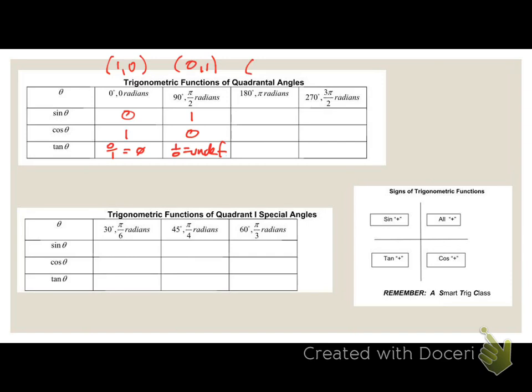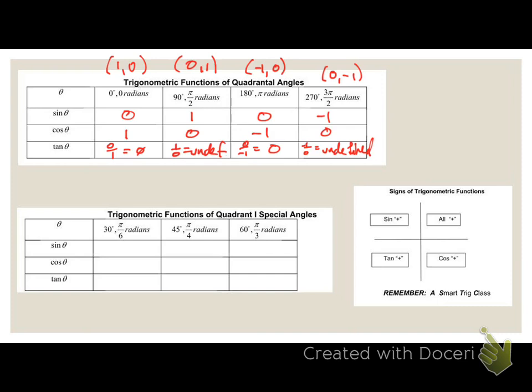Now, the next quadrantal, 180, pi. Coordinates there are, we're going back on the x-axis, so in the negative direction. So sine is 0, cosine is negative 1. Tangent is going to be 0 over negative 1, or just 0. And then for the next one, your coordinates are 0, negative 1 at 270, or 3 pi over 2. So sine is negative 1, cosine is 0, and tangent is negative 1 over 0, or again, undefined.